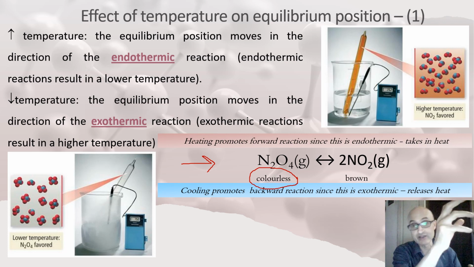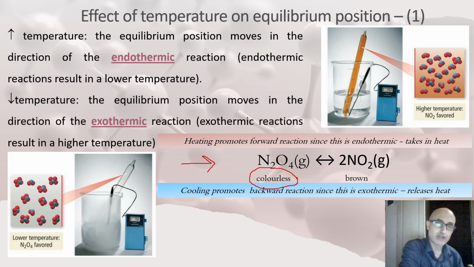But if the color of the gas of your gaseous mixture is very close to colorless or colorless, then there is no doubt that it is the reverse reaction, the backward reaction, therefore, that is being favored, okay? And the equilibrium is therefore all over to the left.